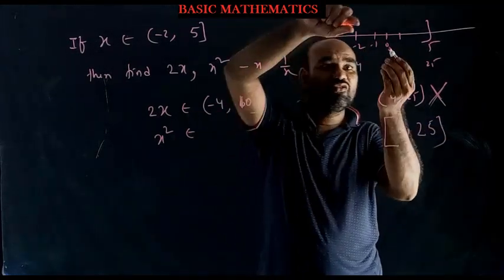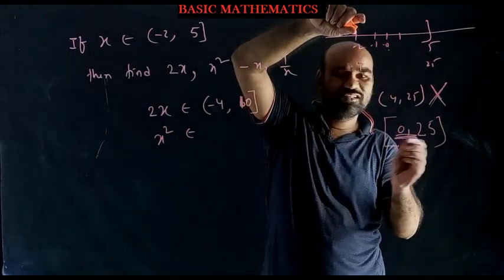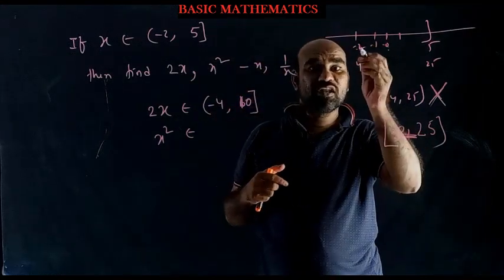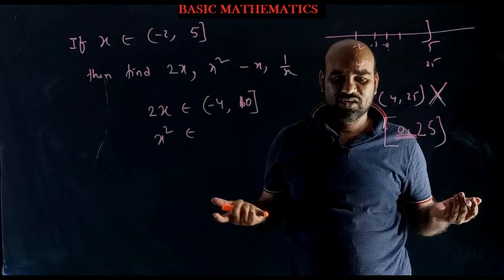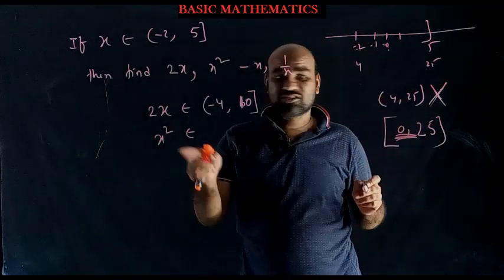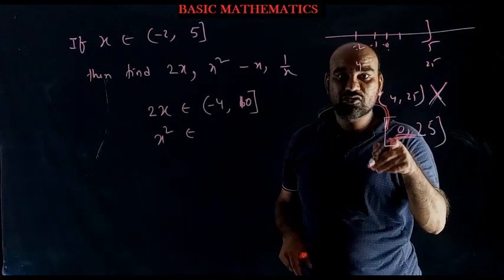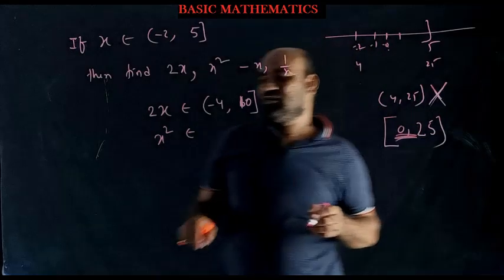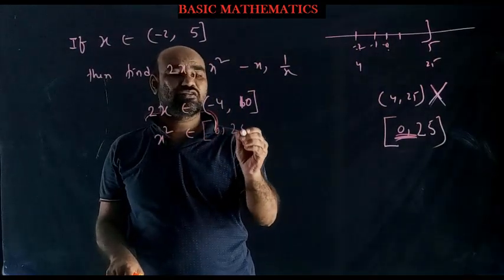So 0 to -2 square numbers are all involved here only. So 0 to 25 numbers are also involved here. 0 to -2 square numbers and 0 to +2 square numbers are same. That's why actual x square is closed 0 to closed 25. Closed, why I used closed? 0 will be there, no? Understood? Okay. So x square belongs to closed 0 to closed 25.